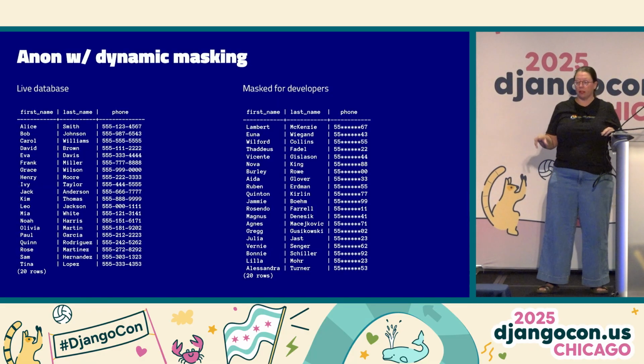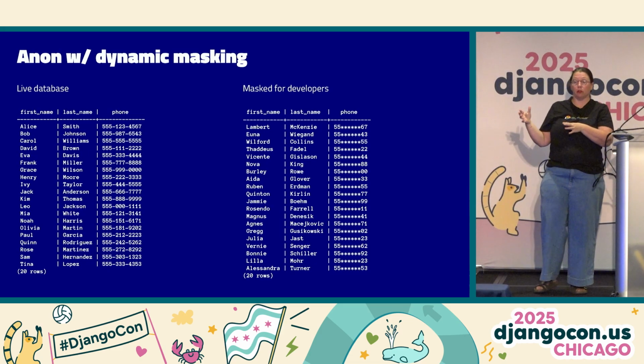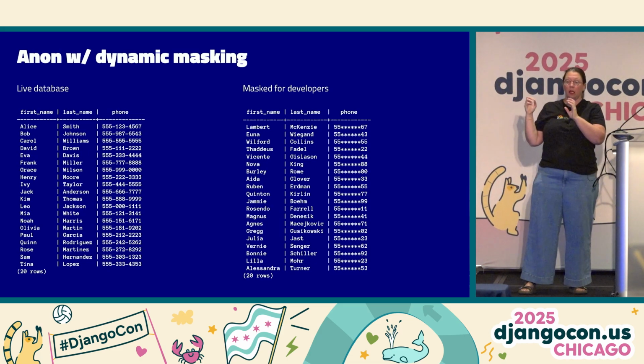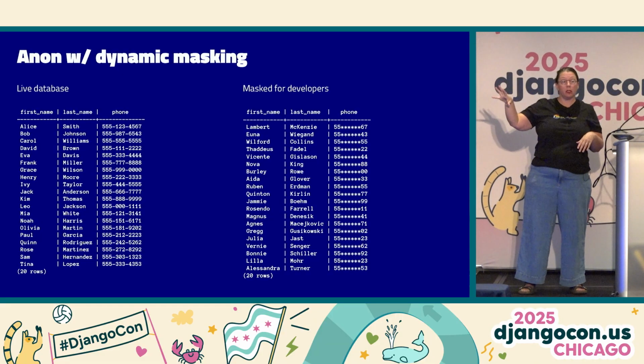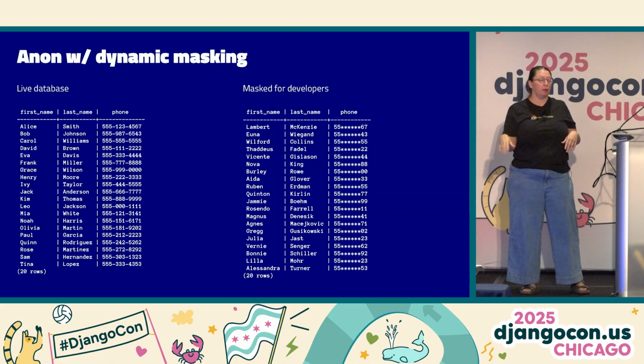So you could do something like this where, on the left side here, I've got a live database. This is the actual data. And then I have an anonymized user. So I've made my development user only see masked data. The same query side by side, they see something that looks like the same data, right? It looks like first names and last names, but different names. And then the phone number is completely different.